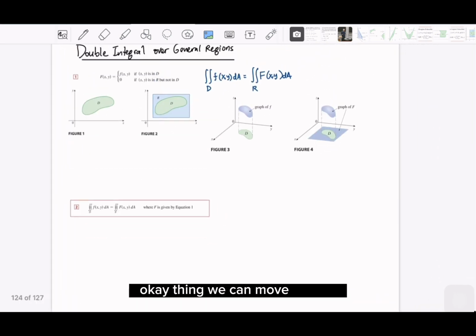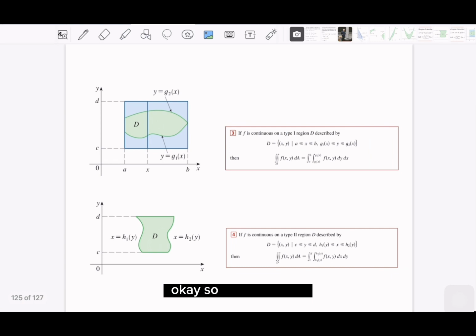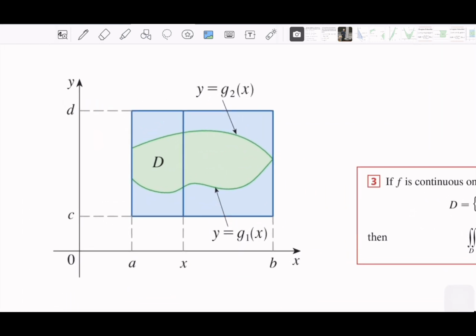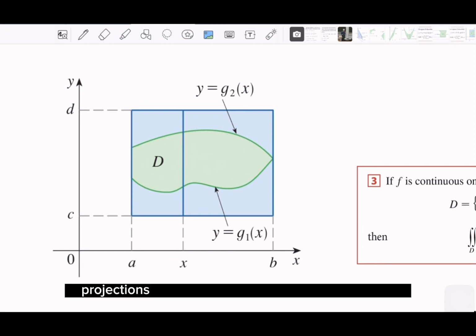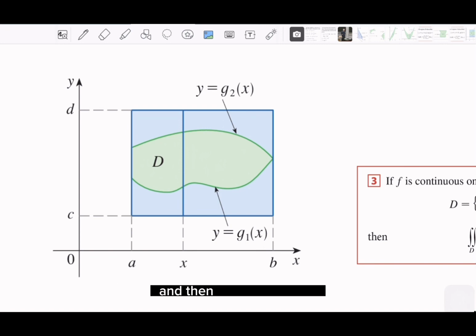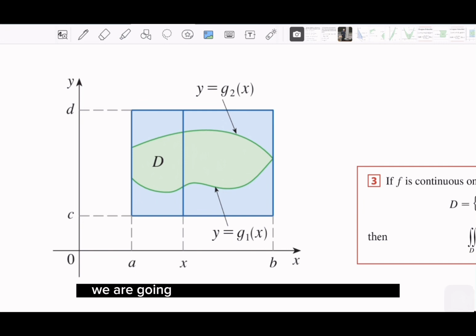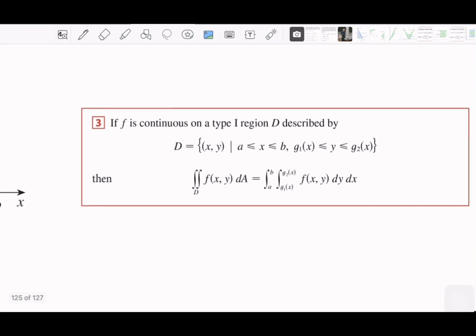Okay, I think we can move to here. So here we have projections from the regions, which we can see that I think we can get to function here. Function g2 of x and g1 of x. And then what we need is we are going to transcribe into our formulations.